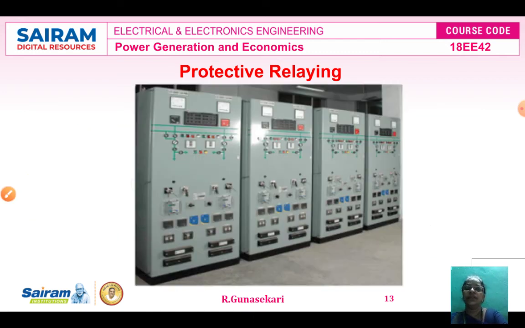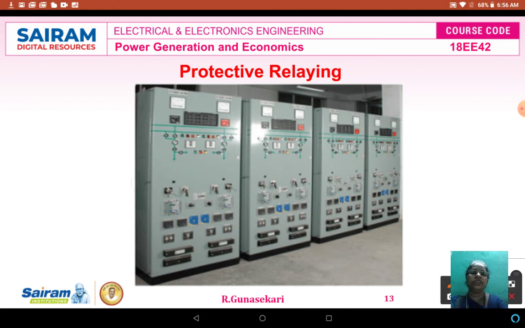Now you see the images. So this is the protective relaying, which is placed in the substation control room. Different types of relays: overcurrent relay, underground relay, earth fault relay, over voltage relay. These are some examples of the protective relays which are used in the substation.